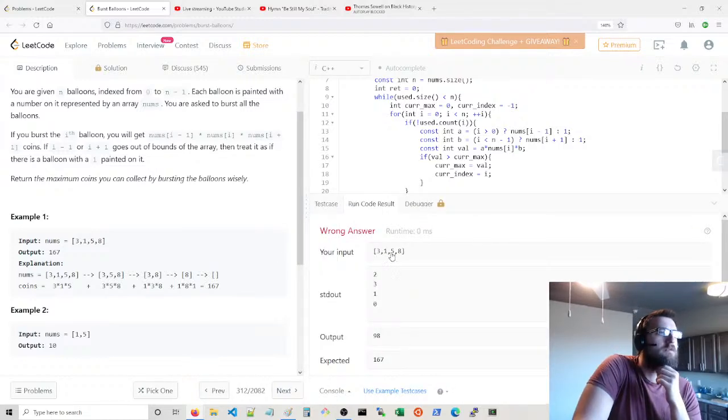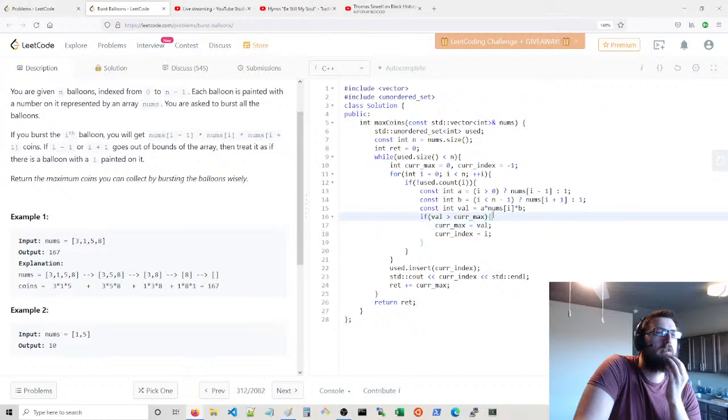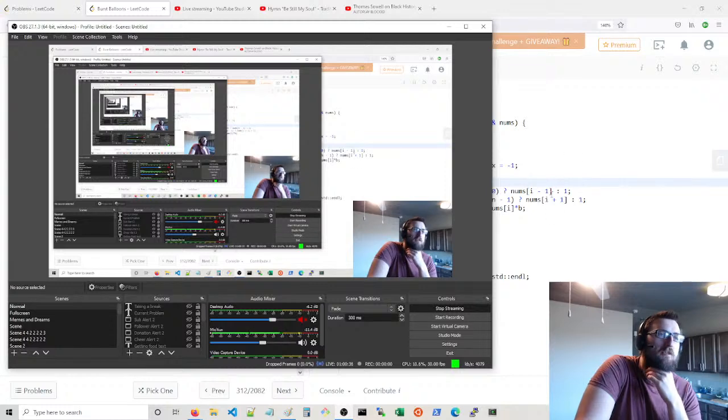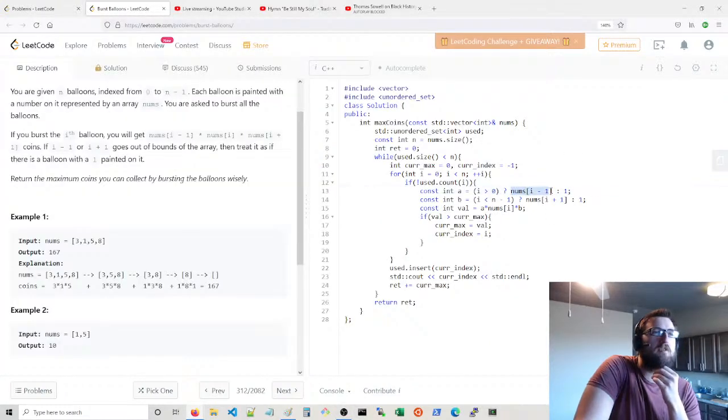0, 1, 2, 3. Oh, that's why. Oh, I see. Oh, no kidding. I forgot. I did this, calculating this wrong. Actually, maybe my algorithm could be right. I don't think it's right, but it could be right. I'm calculating this incorrectly.